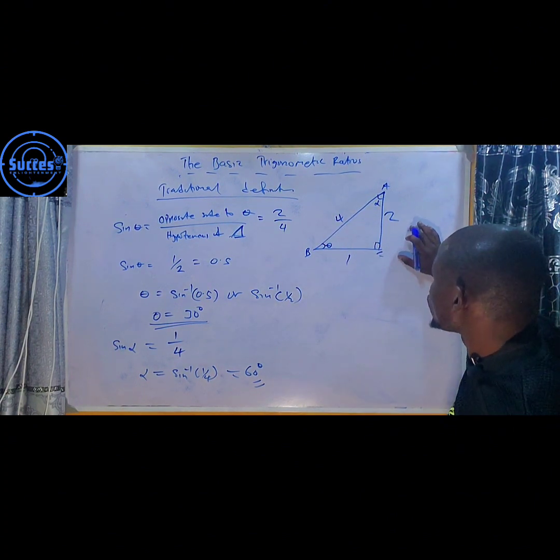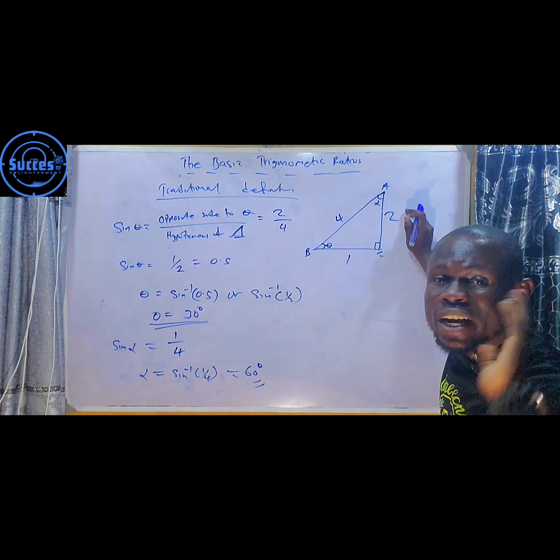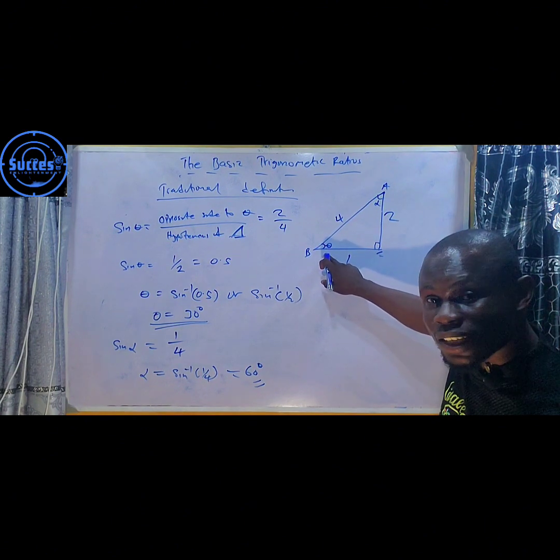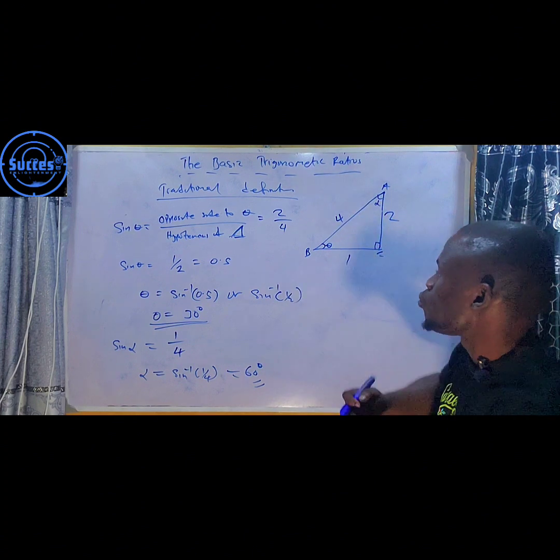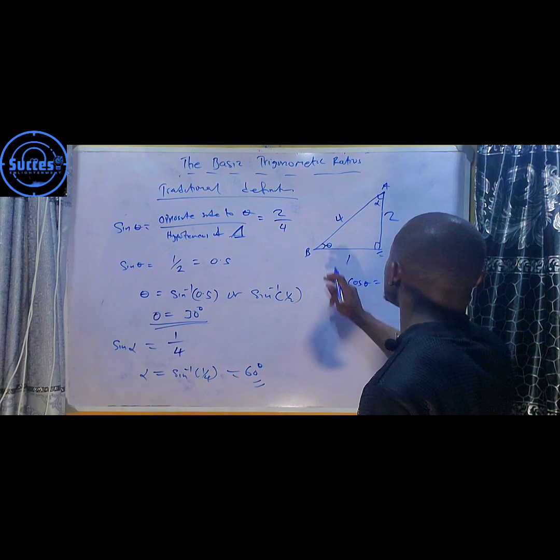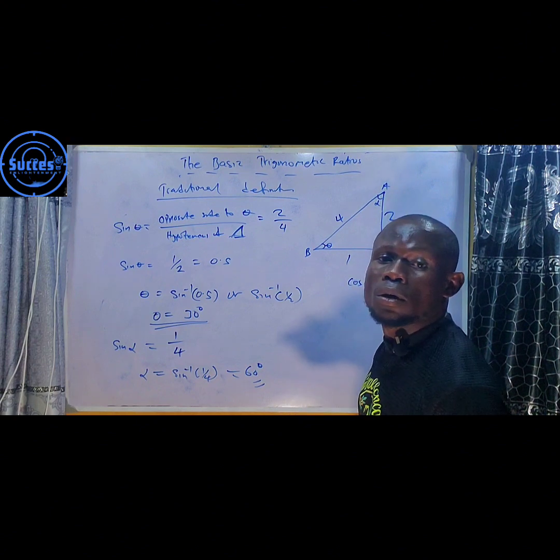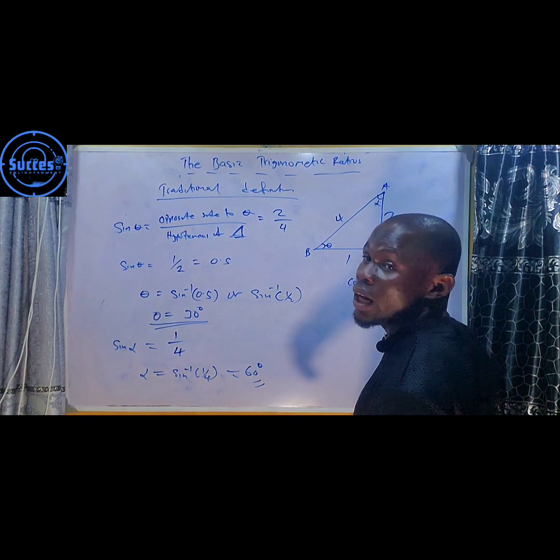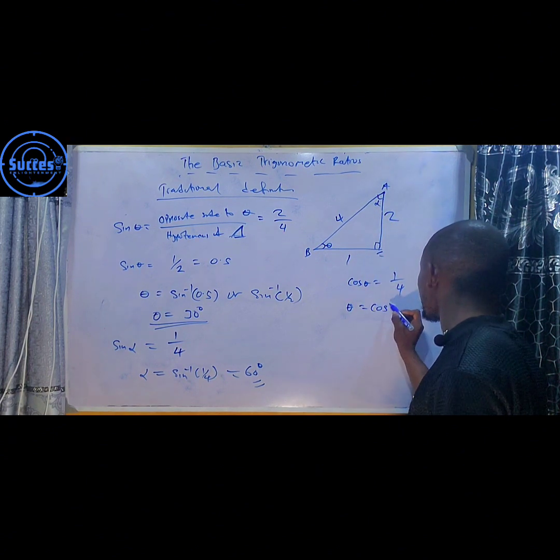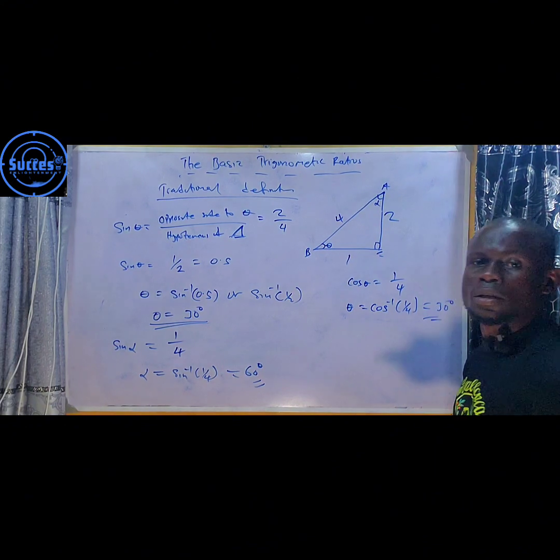With these sides 4, 1, and 2, you can use the traditional definition to find each of these angles of a right angle triangle. Suppose you are not using sine, then you want to use cosine. So cos theta is, instead of opposite over hypotenuse, adjacent over hypotenuse, which is 1/4. When you say theta, it will be arccos 1/4. This will give us 30 degrees.